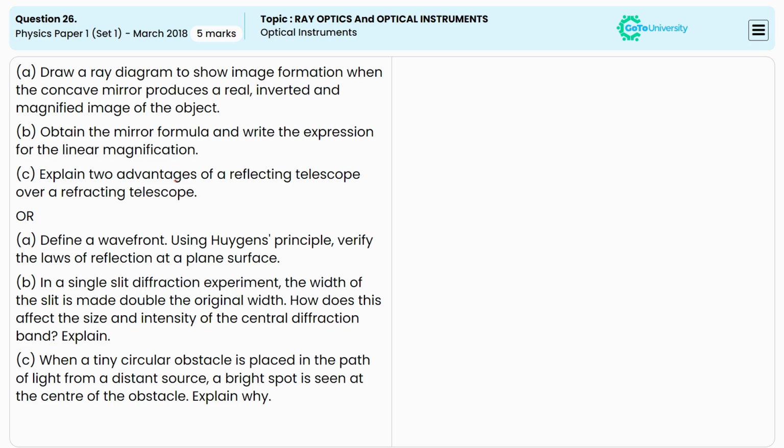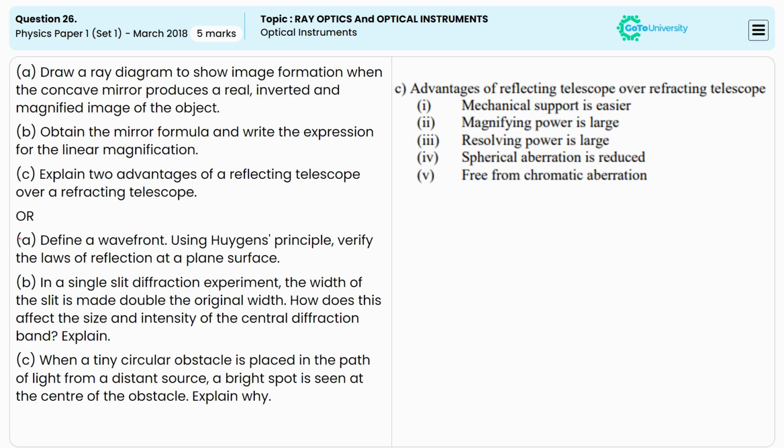Explain two advantages of a reflecting telescope over a refracting telescope. Some of the advantages of the reflecting telescope over the refracting telescope are: the first one is that mechanical support is easier. Magnifying power is larger compared to the refracting telescope. Resolving power is also very large. Spherical aberration is reduced, and it is free from chromatic aberration. These are some of the advantages of the reflecting telescope over the refracting telescope.